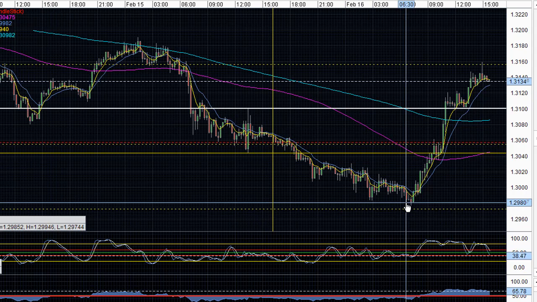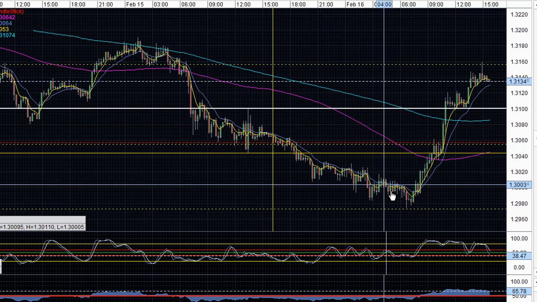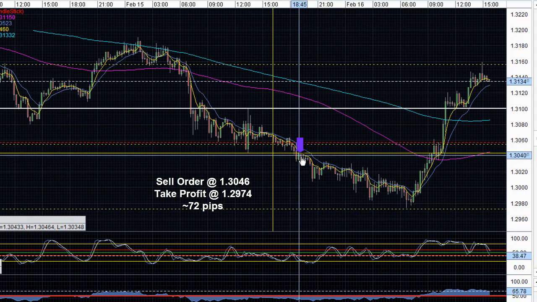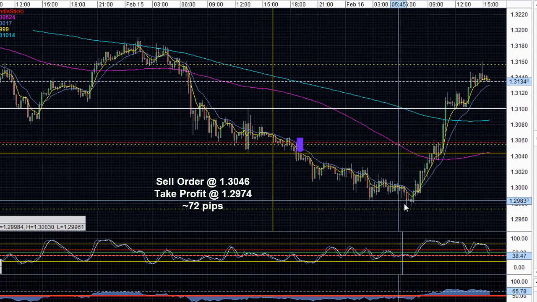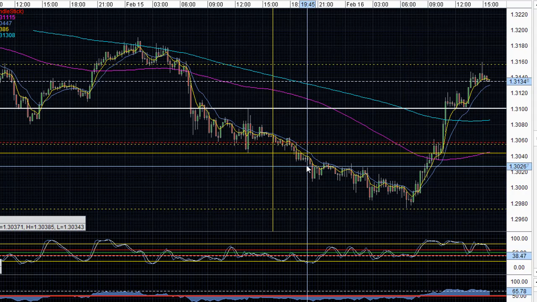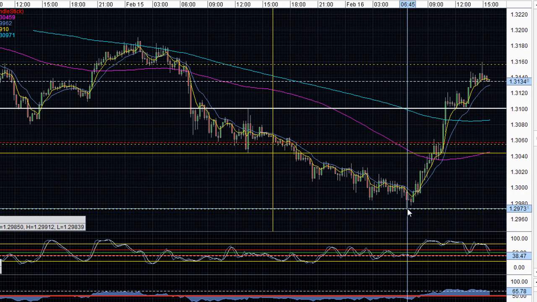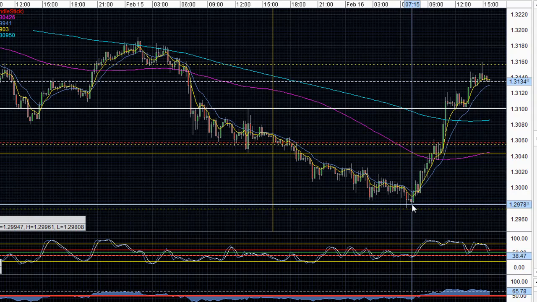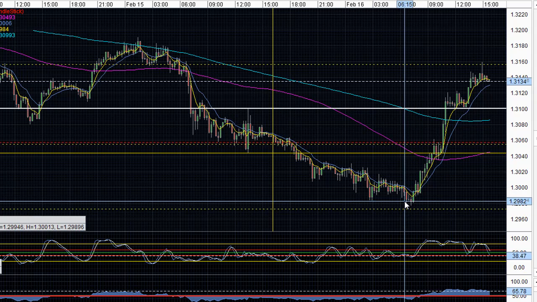Like we said earlier, if you placed your sell order around 30.46 and took your profit at this support level at 29.74, then it would have resulted in a 72 pip trade. So that was one trade you could have entered, and you could have closed it out at 2 different locations. Now, it was at this support level and around this time that the market bias completely shifted.